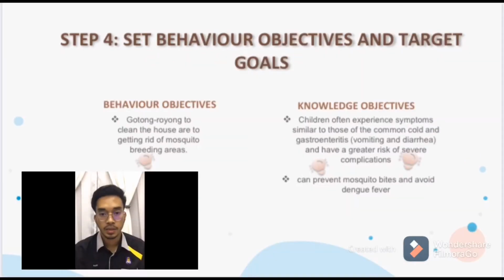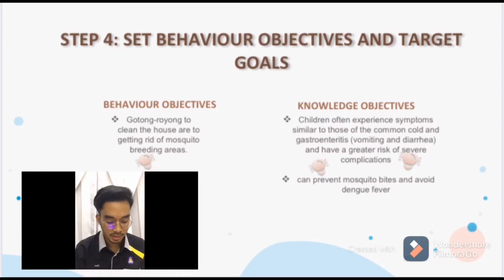Okay, I will explain step 4. Step 4 is set behavior objectives and target goals. So there are 3 points in this step, which are behavior objectives, knowledge objectives, and belief objectives. For the behavior objectives, it is like doing gotong royong to avoid mosquito breeding areas.